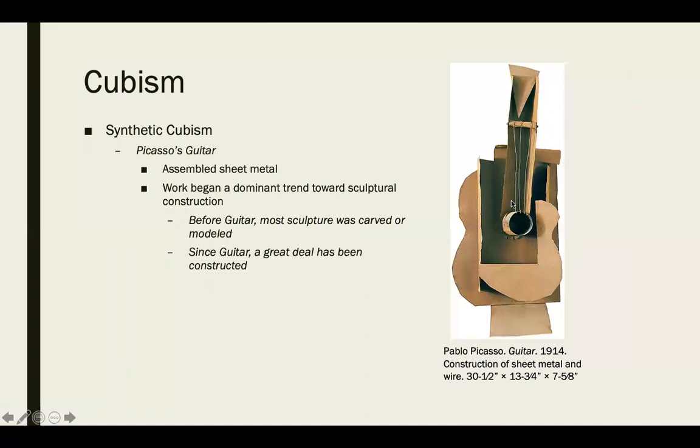Synthetic cubism, we don't see it a whole lot in sculpture, but we do see it in this piece here, which is an assembled sculpture. If we think back on our sculpture chapter, this is assembled sheet metal pieces all stacked together. And the work began to dominate the trend towards sculptural construction. This is also where we see the first signs of assembled sculpture. Like I said, assembled sculpture is not an old thing. It's definitely something that has occurred in the last 120 years or so, and this is our first taste of that.